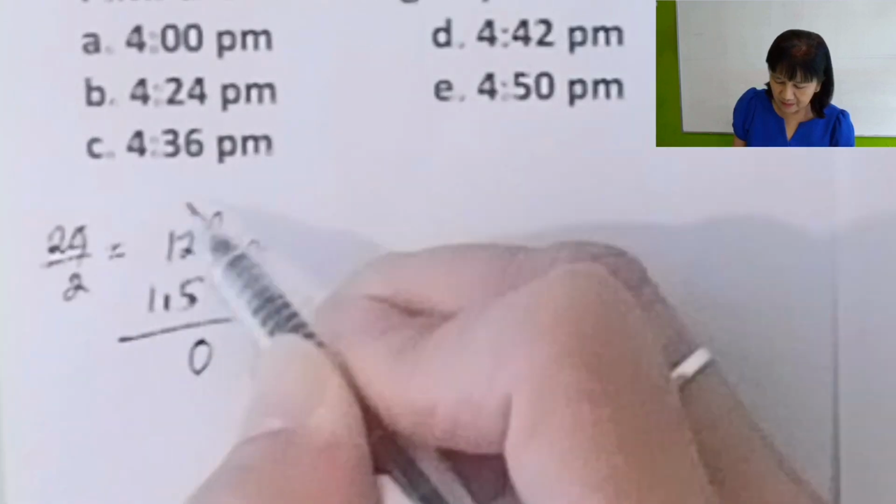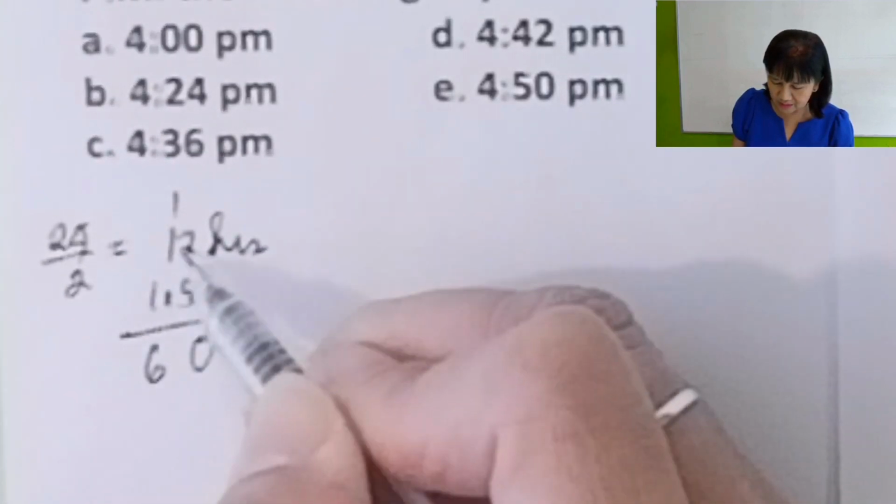2 times 5, 10, carry 1. 5 times 1, 5 plus 1, 6. 2 times 1, 2.